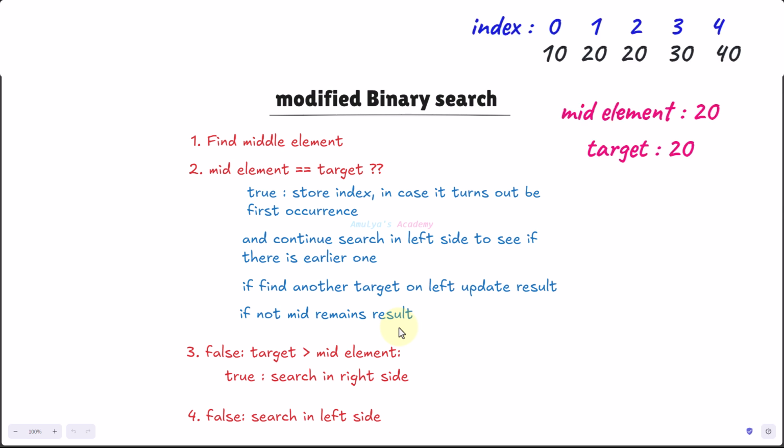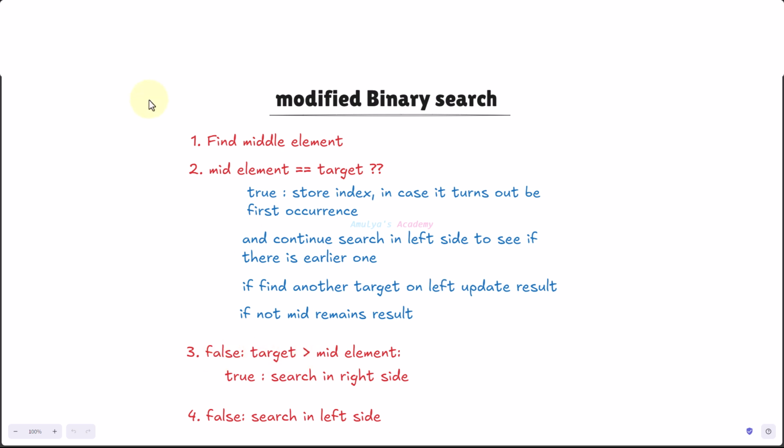When middle element is our target element, what we need to do is first we need to store that index because it can be the first occurrence of that target element. Next, we need to continue search in the left side to see if there is earlier one. If we find another target in the left side, then we need to update the result, that is index. If not, mid remains our result.